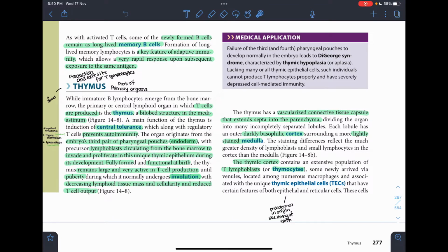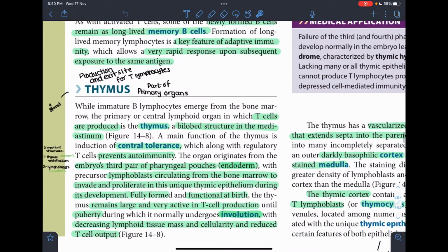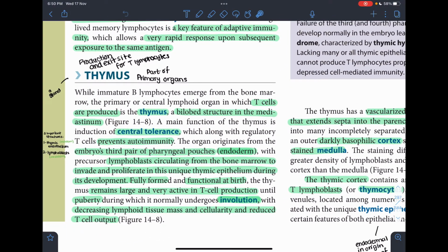إن شاء الله اليوم رح نكمل على الشابتر. أول شي رح نبلش بشرح the thymus. So the thymus is the production and exit site for T lymphocytes and it's part of the primary organs نفس ما حكينا قبل. The thymus is a gland and it has a bilobed structure in the mediastinum. Its main function is the induction of central tolerance, which along with the regulatory T cells prevents autoimmunity.